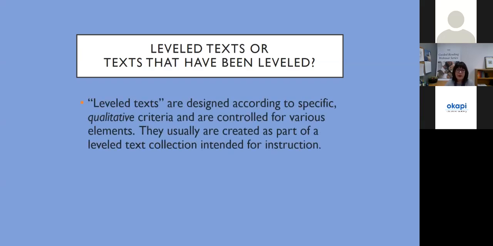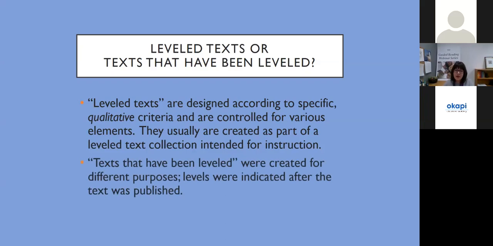And so what I mean by that, leveled text would be texts that are designed according to some specific qualitative criteria, and they're controlled for those different elements that we mentioned earlier. They're usually created as part of a leveled text collection. So they exist in relation to other books that are in those same levels, providing lots of opportunities, as well as books across the different levels in the text collection. These books are created specifically for instruction. They're not books that you can go to Amazon and buy, and they're not going to be available individually.